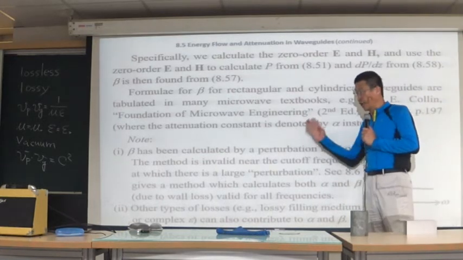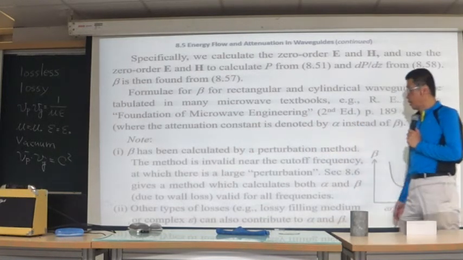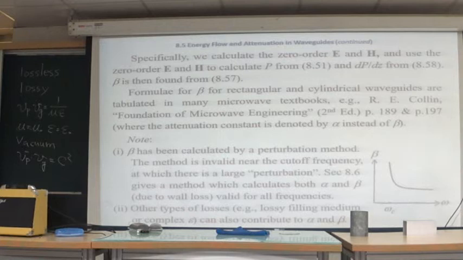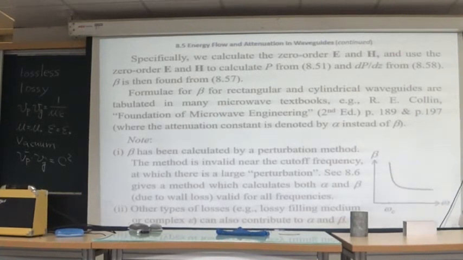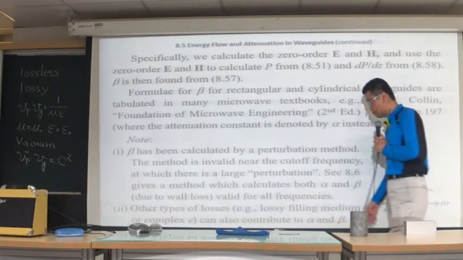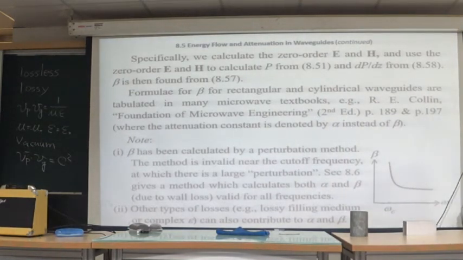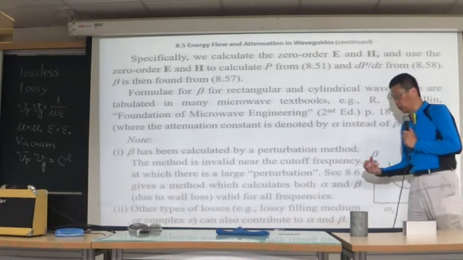The idea is quite similar to optics or quantum wave mechanics. Okay, next step. Beta has been calculated by the perturbation method, just changing a little bit, using the zero order value. The method is invalid near the cutoff frequency, at which there is a large perturbation. When it changes a lot, it's not a perturbation. We calculate alpha and beta due to the side wall. We just use the real quantity to calculate.